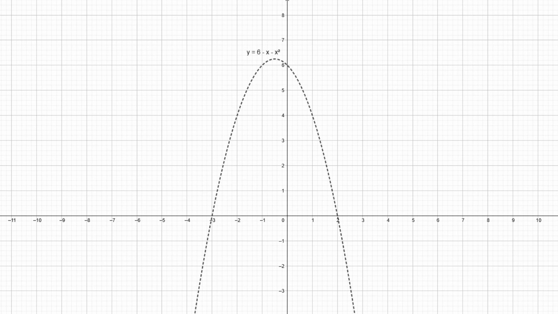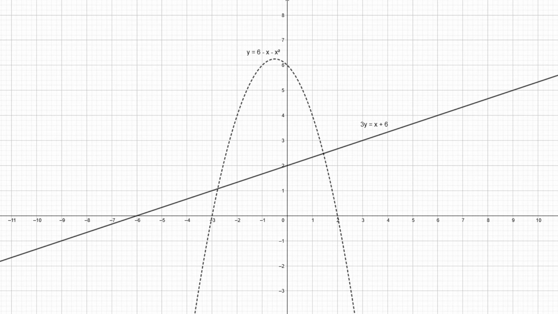In this example, we're asked to draw a shaded region bounded by a quadratic inequality and a linear inequality. As before, we should begin by drawing the curve y is 6 subtract x squared, and the line 3y is x plus 6. The parabola is drawn dotted because that quadratic inequality was a strict inequality. The straight line has been drawn solid because the linear inequality involved a greater than or equal to.